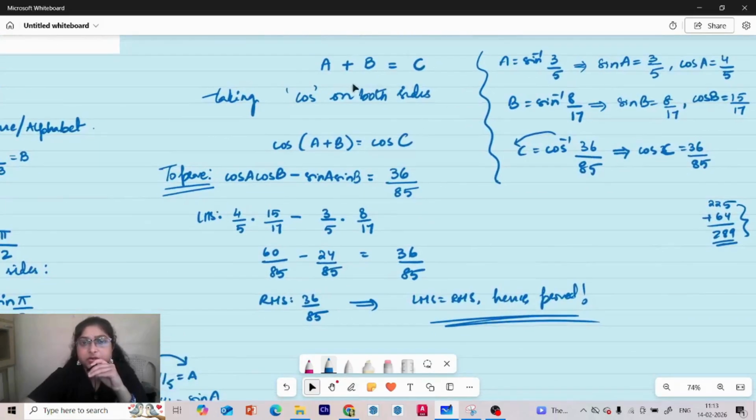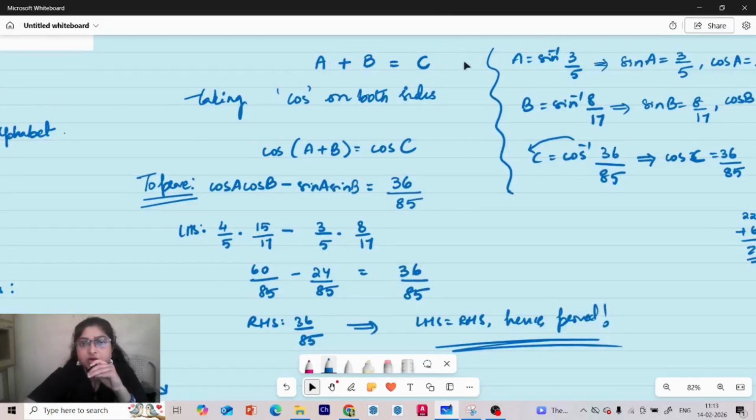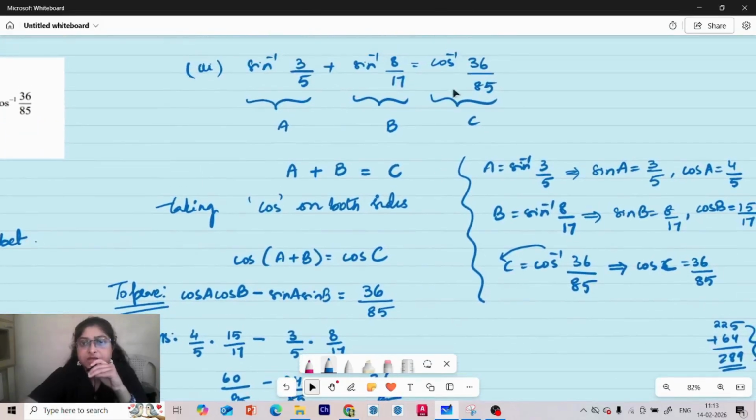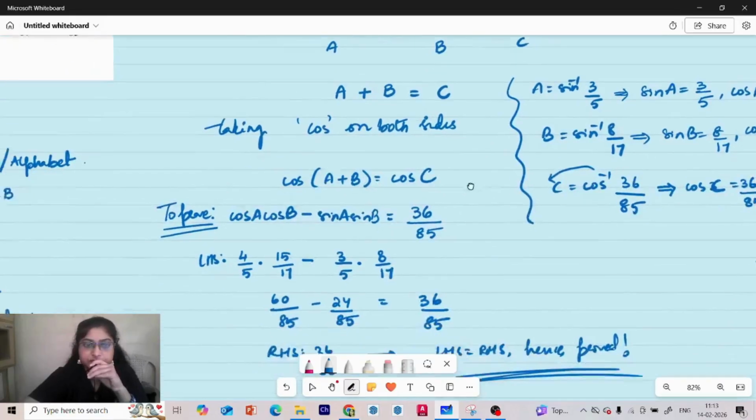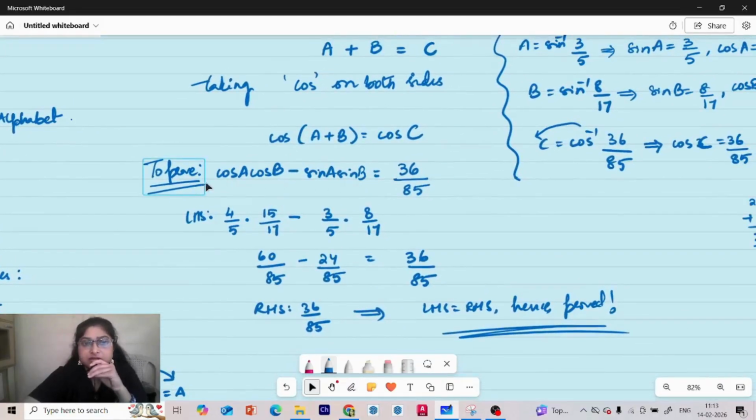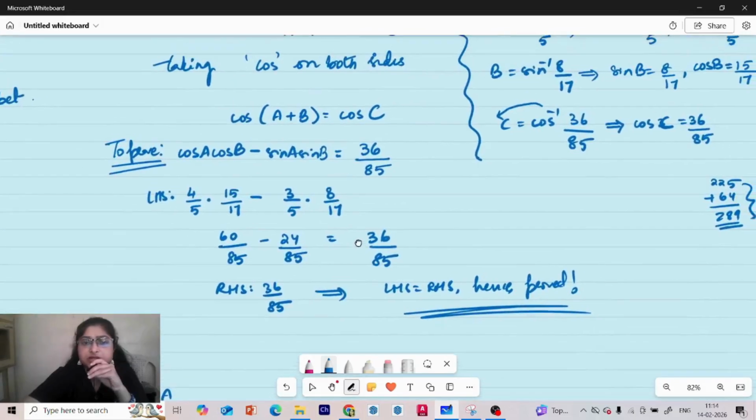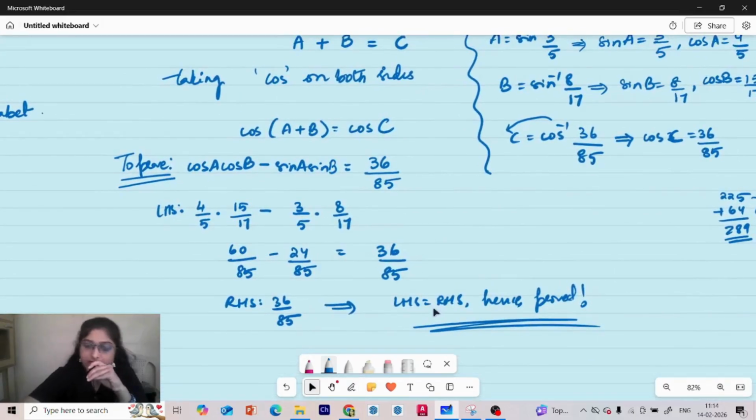And then what did we do? In the equation A plus B equal to C, we took cos on both sides. Why did we take it? Whatever is there on RHS, suppose it is cos inverse, we will take cos on both sides. That's simple. After that we replaced it. Cos of A plus B is equal to cos C came. Then we replaced the cos A plus B formula equal to 36/85. From the assumption itself you got C is equal to 36/85. Now you have to prove this equation. Just put in all the values and you will get RHS. That's it.